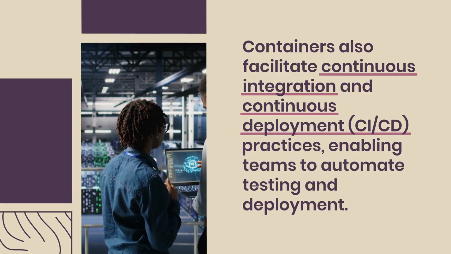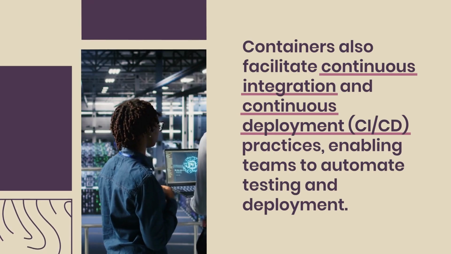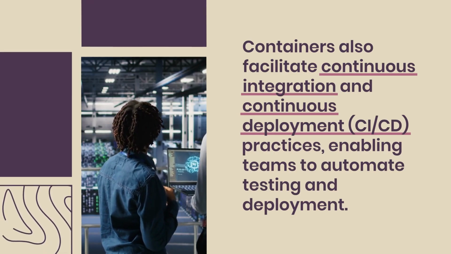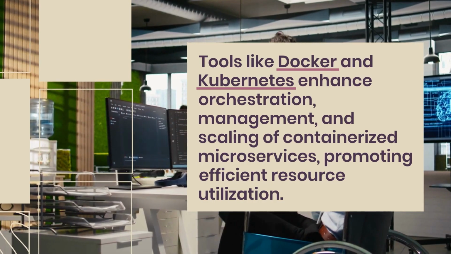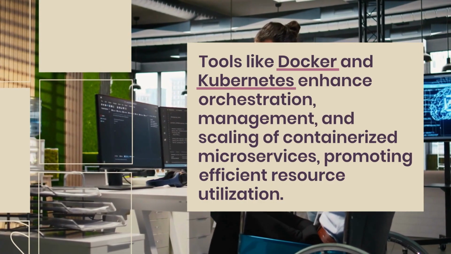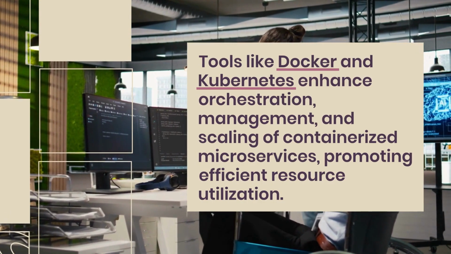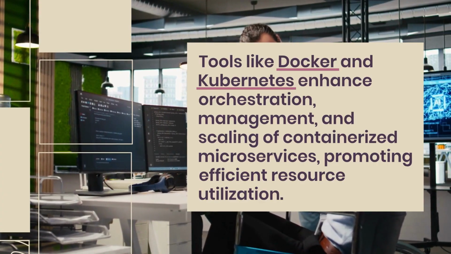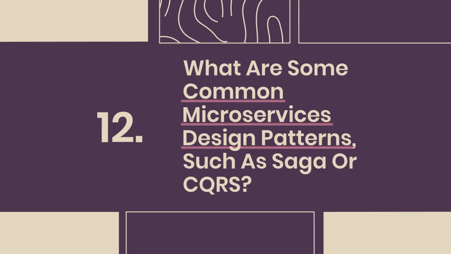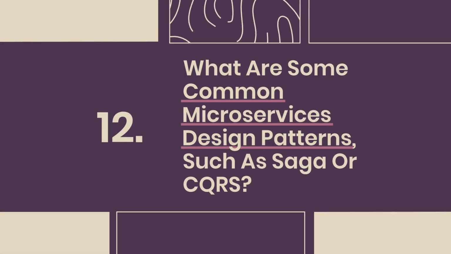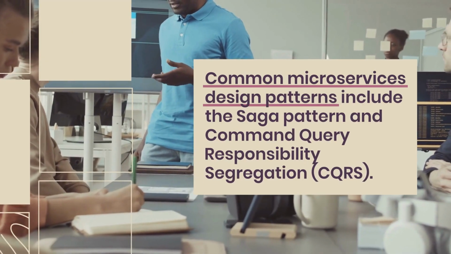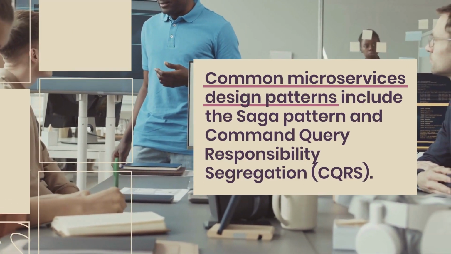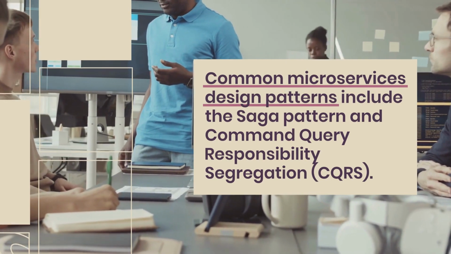Containers also facilitate continuous integration and continuous deployment, CI/CD, practices, enabling teams to automate testing and deployment. Tools like Docker and Kubernetes enhance orchestration, management, and scaling of containerized microservices, promoting efficient resource utilization. 12. What are some common microservices design patterns, such as Saga or CQRS? Common microservices design patterns include the Saga pattern and command query responsibility segregation, CQRS.